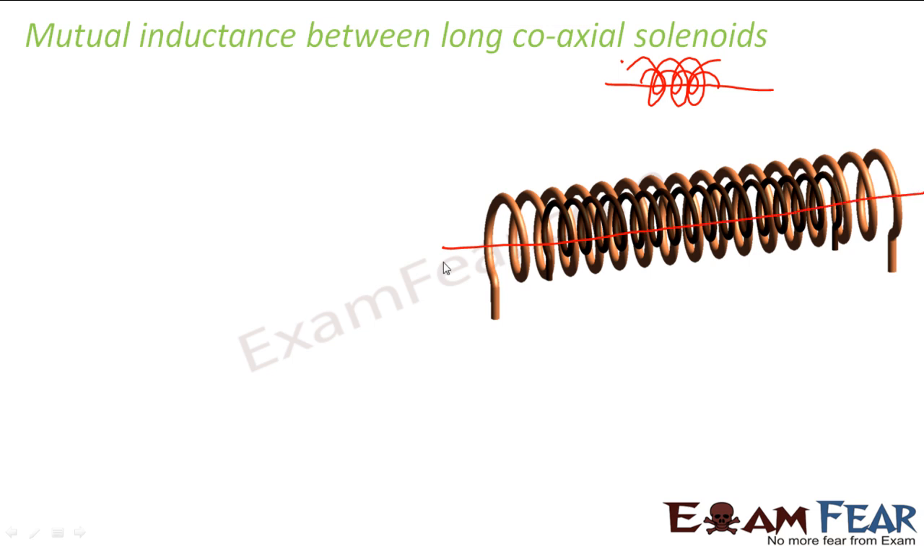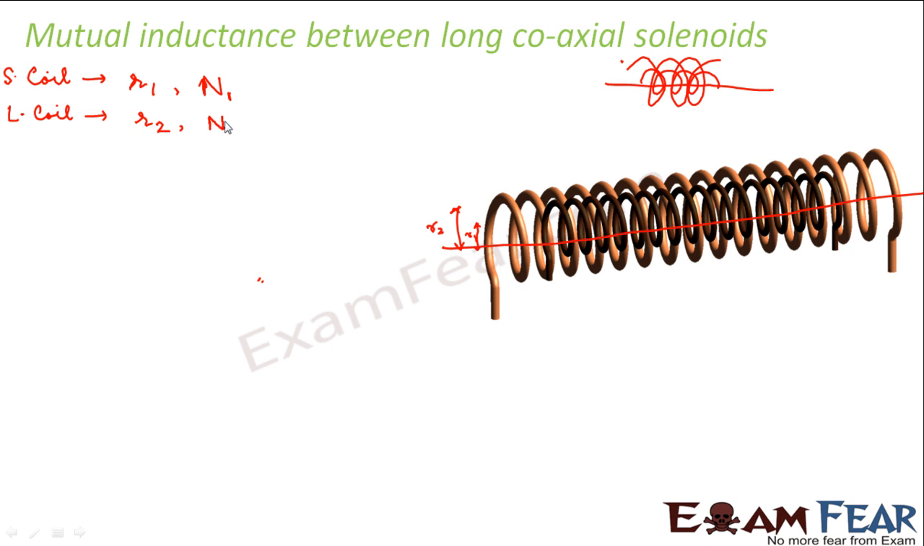Let us suppose this is the axis of the coaxial solenoids. Let us say that the radius of the bigger solenoid is R2 and the radius of the smaller solenoid is R1. Let us represent the smaller coil with radius R1 and number of turns N1. Similarly, let us represent the larger coil with radius R2 and total number of turns as N2.